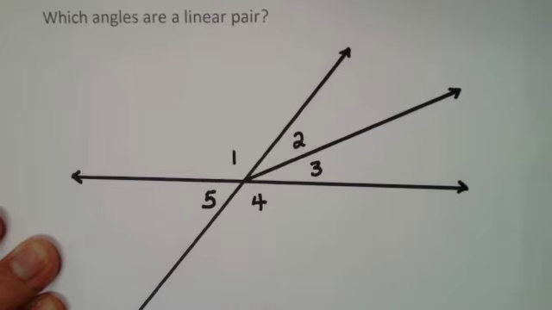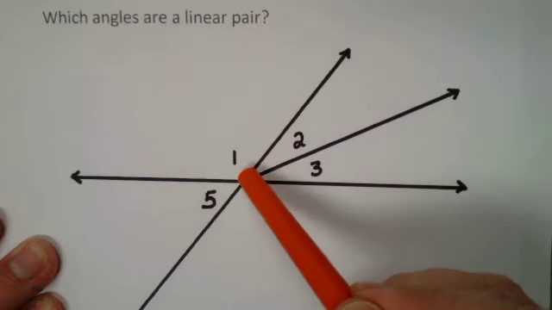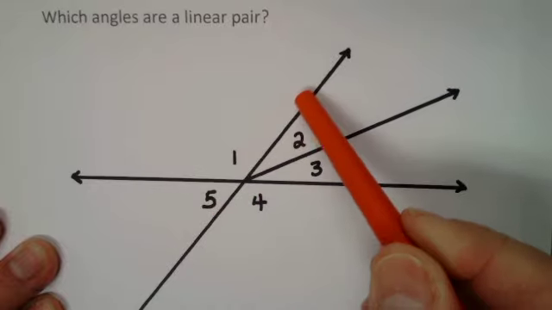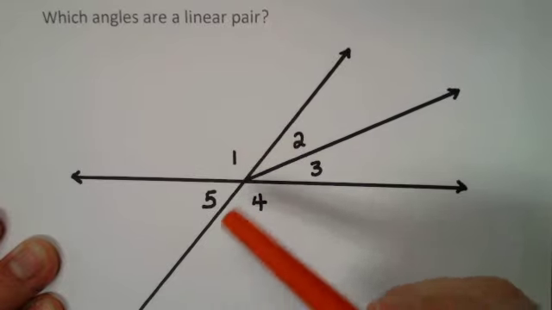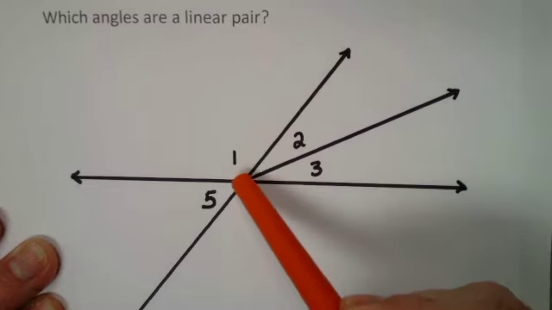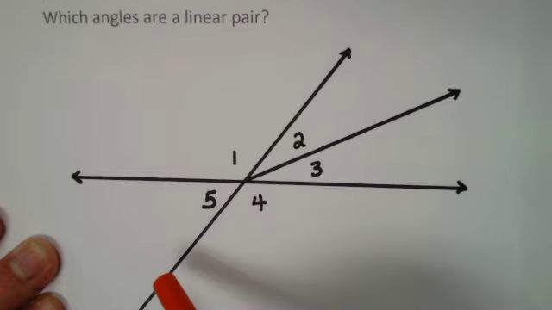But when I try that with angle 1 and 5, let's watch what happens. Angle 1 and angle 5, when I put those together, I continue on a straight line. They create a straight line. Are 2 and 3 a linear pair? I start with 2 right here, and I turn and combine it with 3. No, they did not form a straight line.